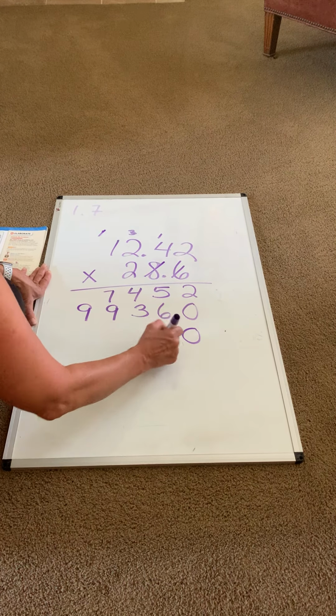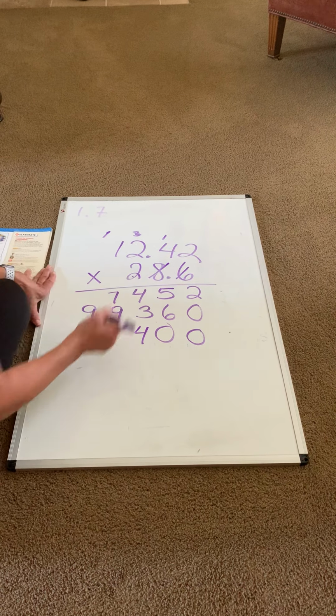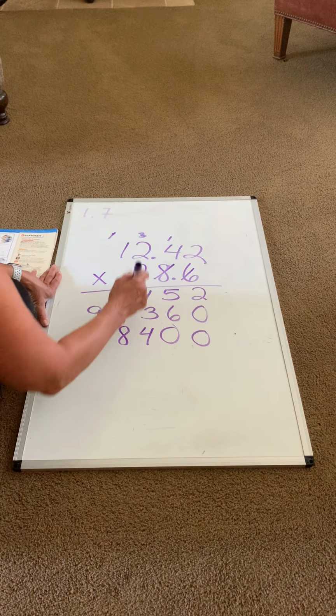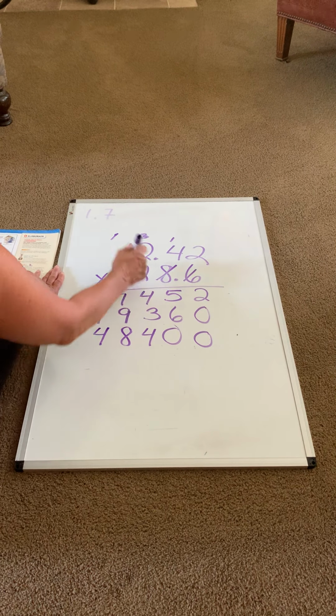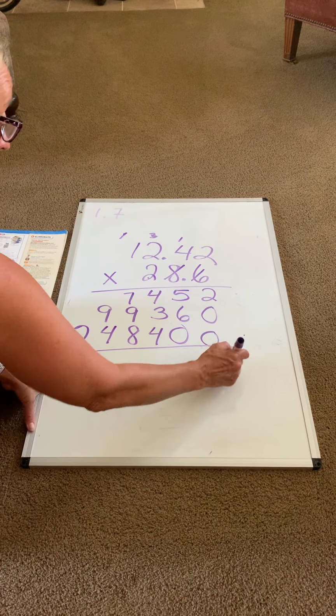I add my 2 zeros, and I'm at 2. 2 times 2 is 4, I'm sorry. 2 times 4 is 8. 2 times 2 is 4. And 2 times 1 is 2. I add it up. I've got 2.